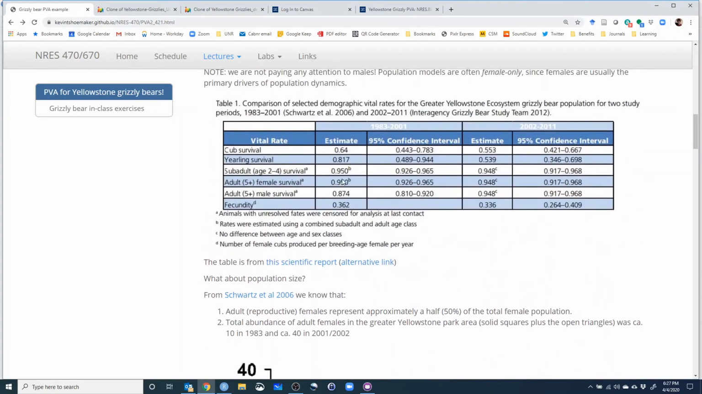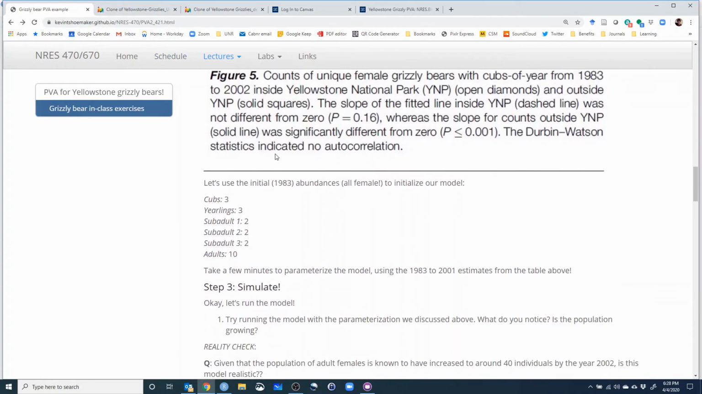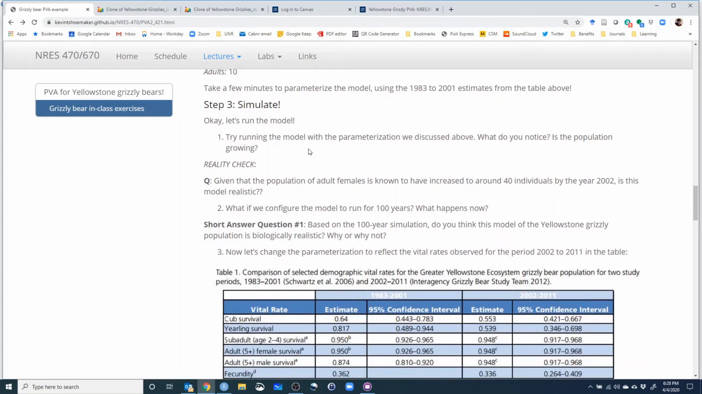Use the table to define the vital rates. So define cub survival is 64%, and so on and so forth. So let's move over into the Insight Maker model. When we parameterize the model, we'll put all the parameters in. We can simulate, and we just hit the run button, and we're going to check to see what it looks like. And then I have a quick short answer question for you.